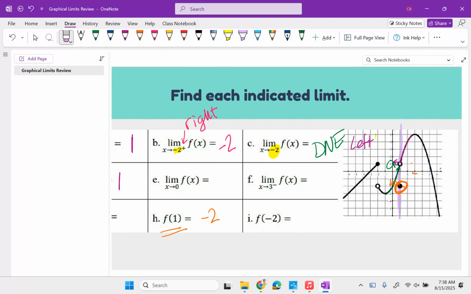We're going to try a couple more together here, and then I'm going to have you attempt a few on your own. Okay. So let's look at what's my x value that I'm approaching this time? 0. So I'm going to highlight where 0 is because it helps me see it, right? And I'm going to look at from the left and from the right again.